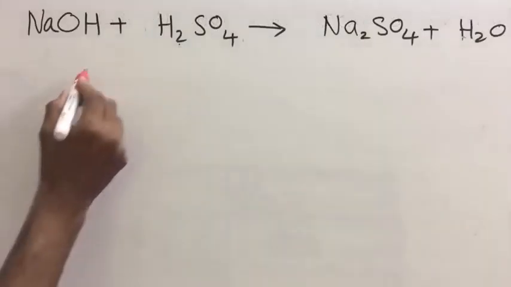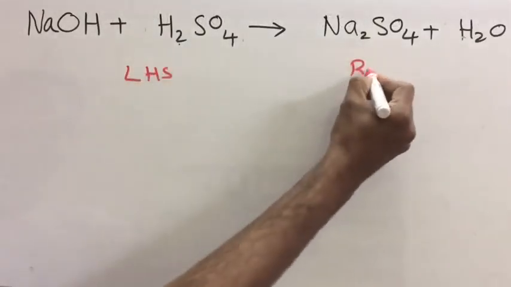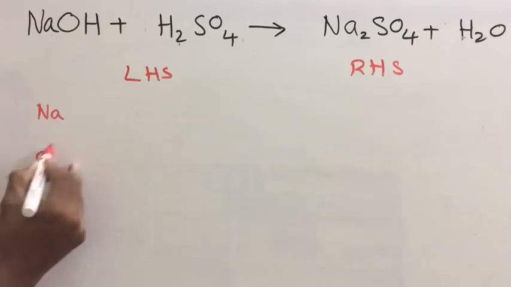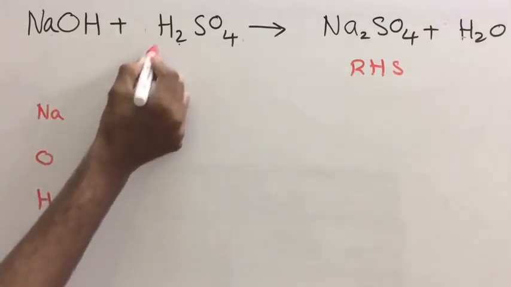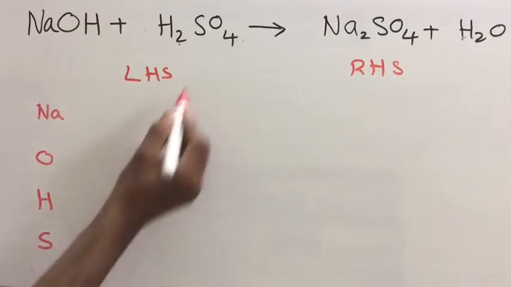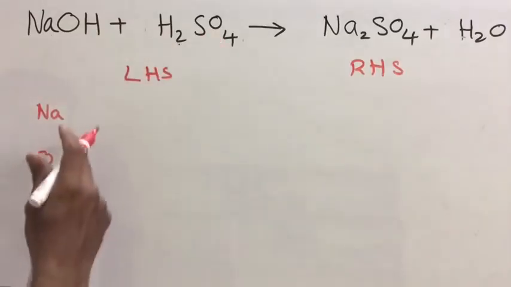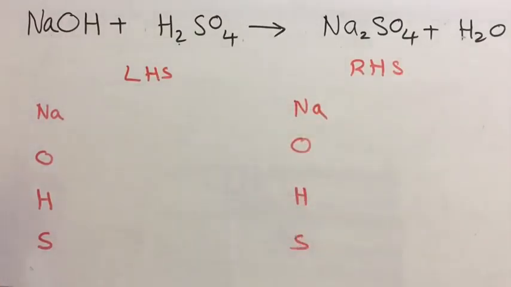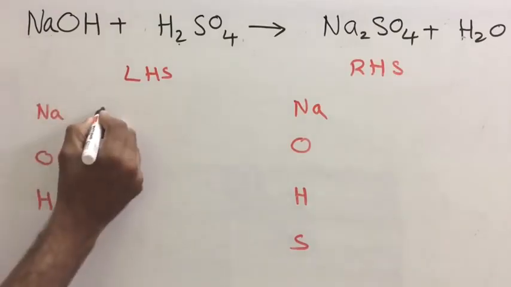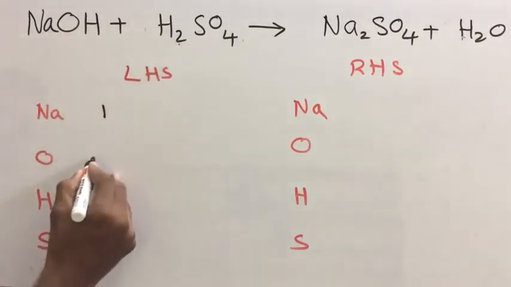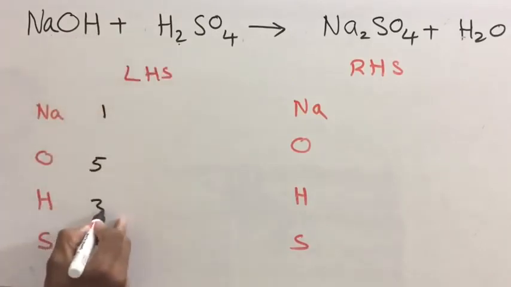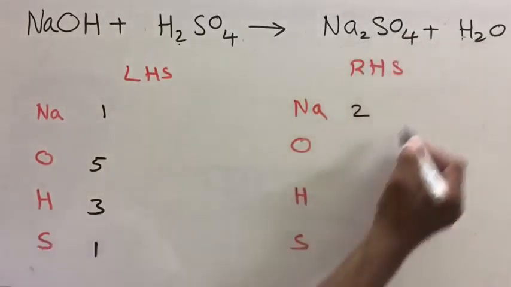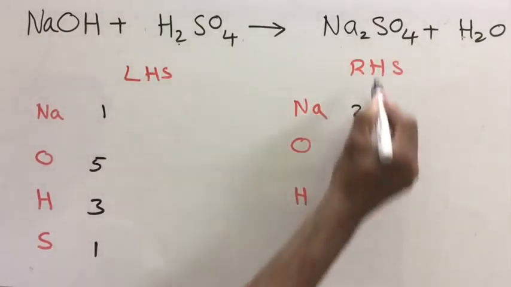Balance one more equation. Write LHS, RHS. On LHS you have sodium and then you have oxygen, you have hydrogen. Hydrogen already we have written here. Now sulfur, oxygen already we have written here. The same elements are present on the right hand side: Na, O, H and S. Now the number of atoms of sodium, 1 we have, oxygen 1 here and 4 here, 5, hydrogen 1 here and 2 here, 3, sulfur 1. On RHS, sodium we have only 2, oxygen 4 here and 1 here, 5, hydrogen we have 2, sulfur we have 1.